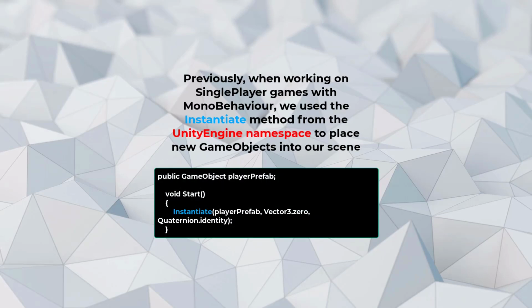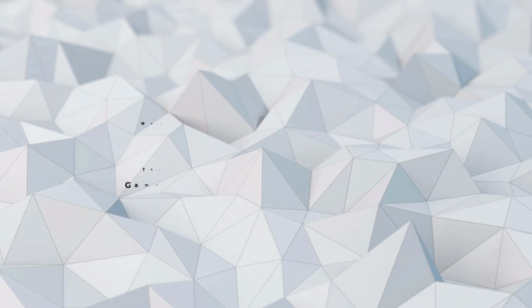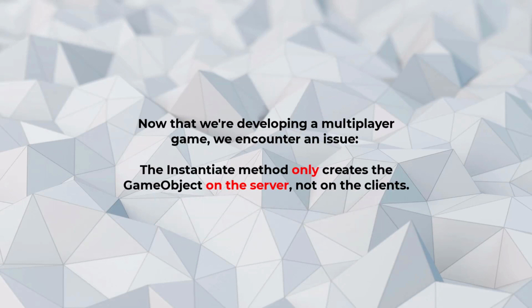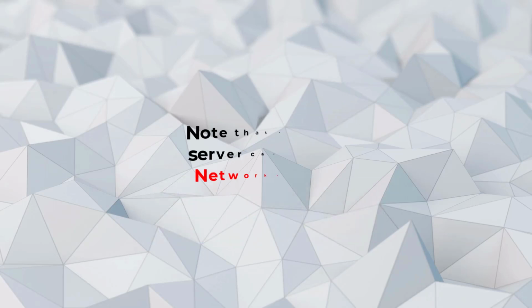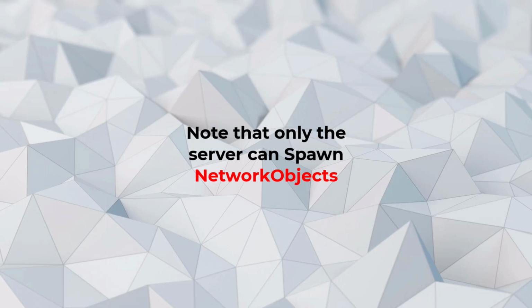Previously, when working on single-player games with MonoBehaviour, we used the Instantiate method from the UnityEngine namespace to place new game objects into our scene. Now that we're developing a multiplayer game, we encounter an issue. The Instantiate method only creates the game object on the server, not on the clients. To ensure the game object is also created on all clients after being instantiated on the server, we need to use the Spawn method from the Unity.Netcode namespace. Note that only the server can spawn network objects.